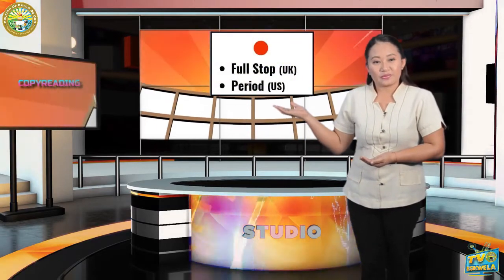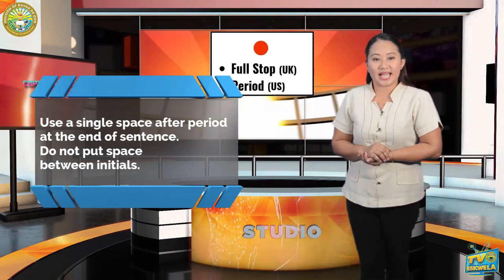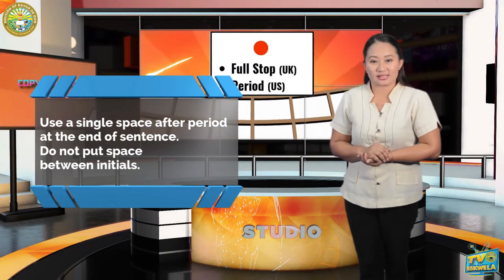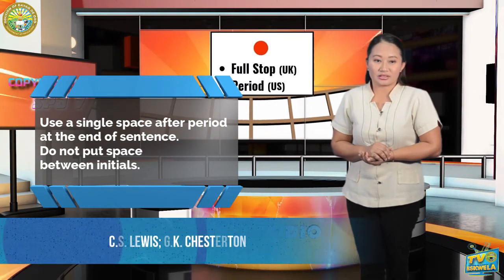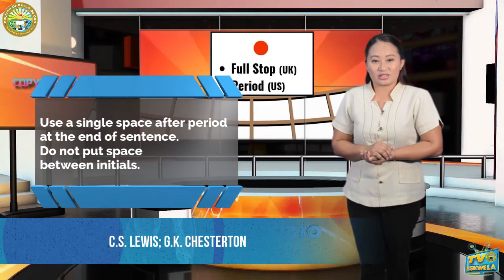Period. Use a single space after a period at the end of a sentence. Do not put a space between initials. Example: C.S. Lewis. G.K. Chesterton.